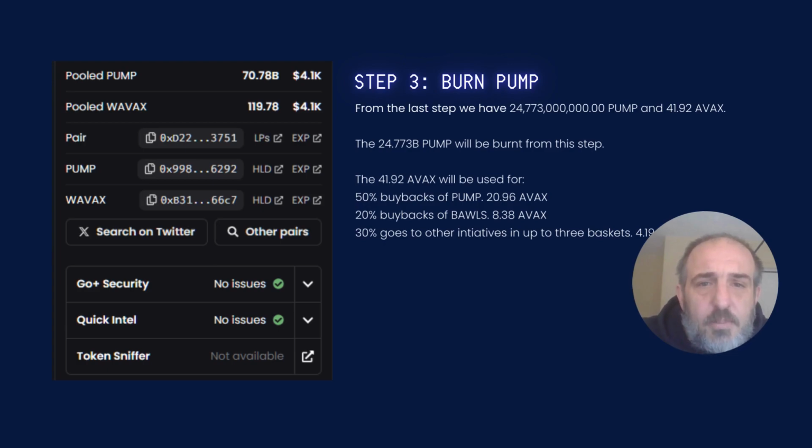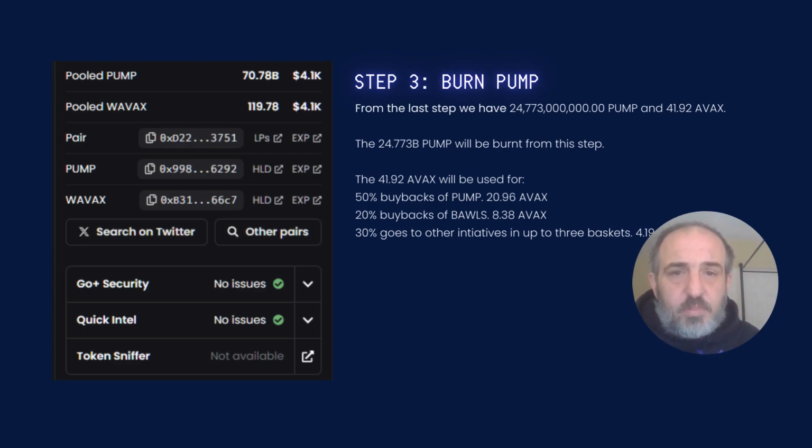So in this next step, we're burning pump. At this point, we have 24.8 billion pump and 42 AVAX out. The 24.8 billion pump will be burnt. So you're going to need to remember that later in the presentation. But then with the 42 AVAX, 50%, or approximately 21 AVAX, is going to buy back more pump, 20% is going to buy back balls, and 30% for other initiatives.